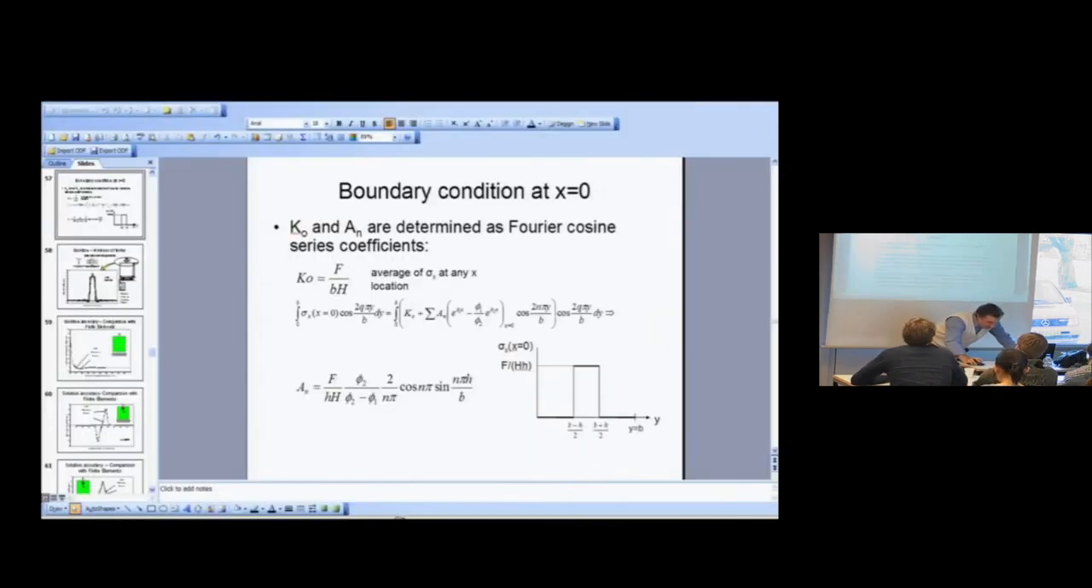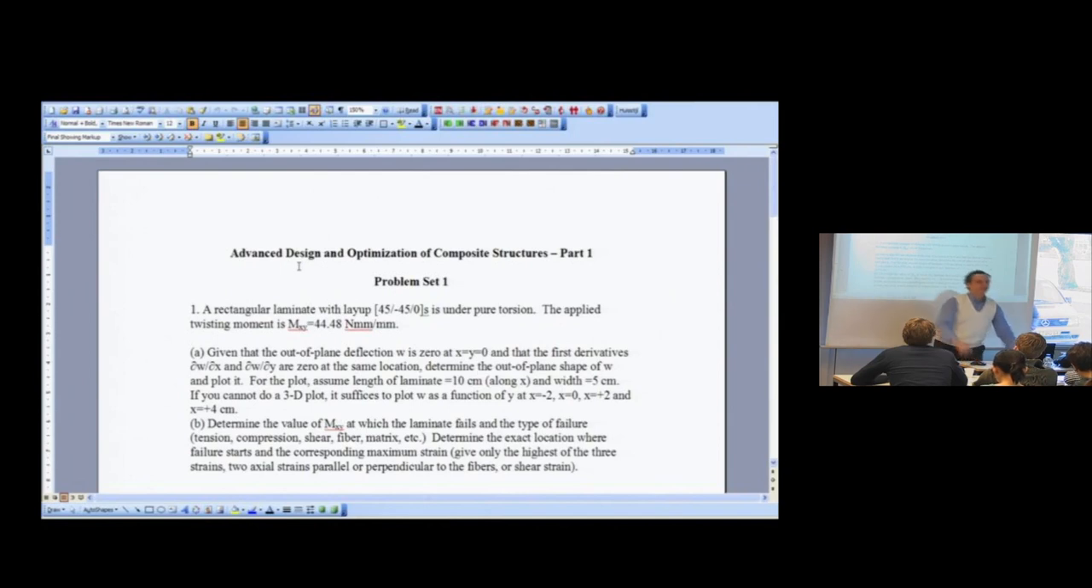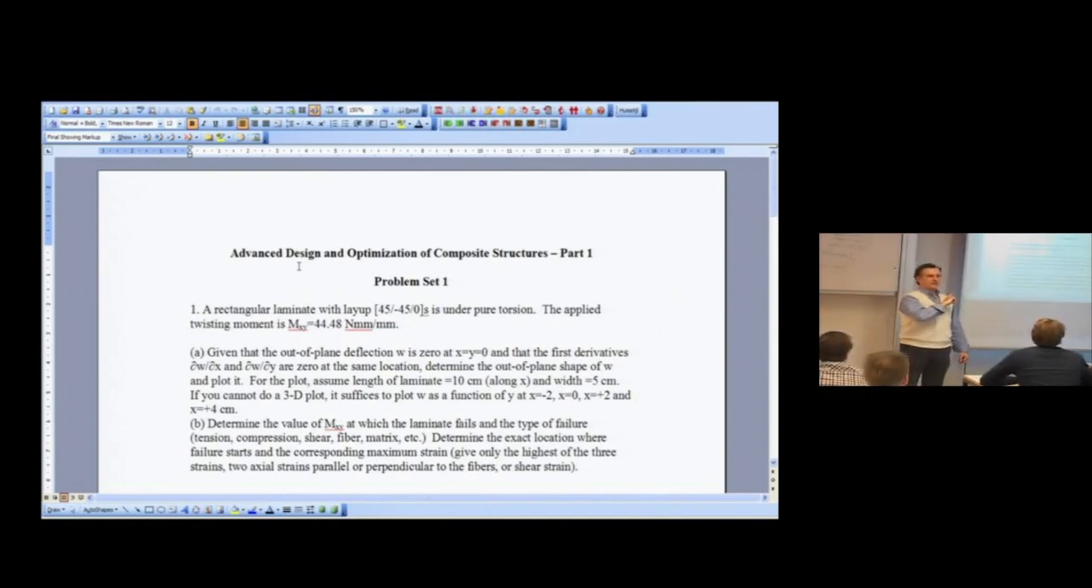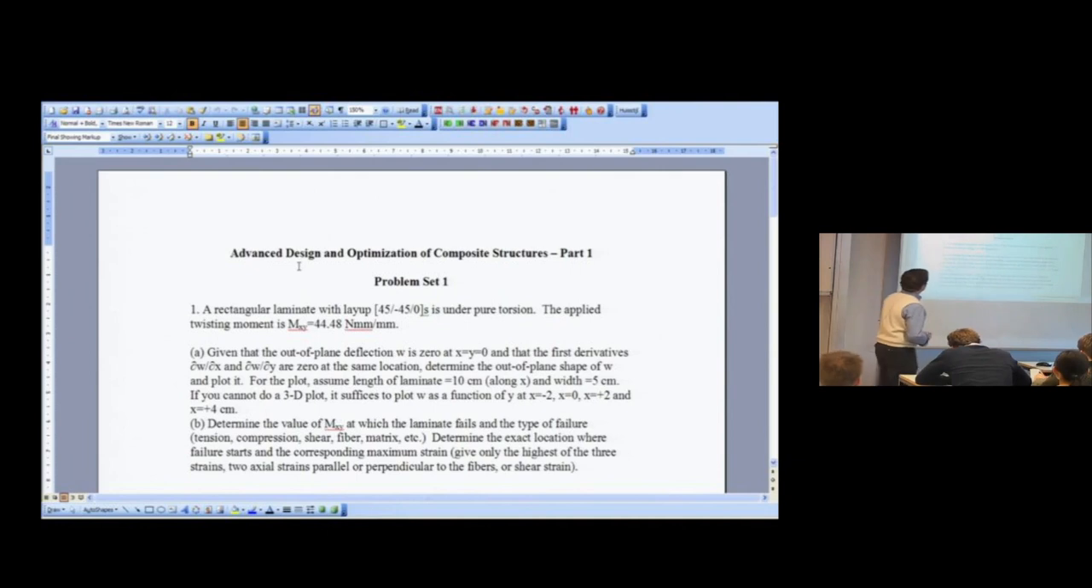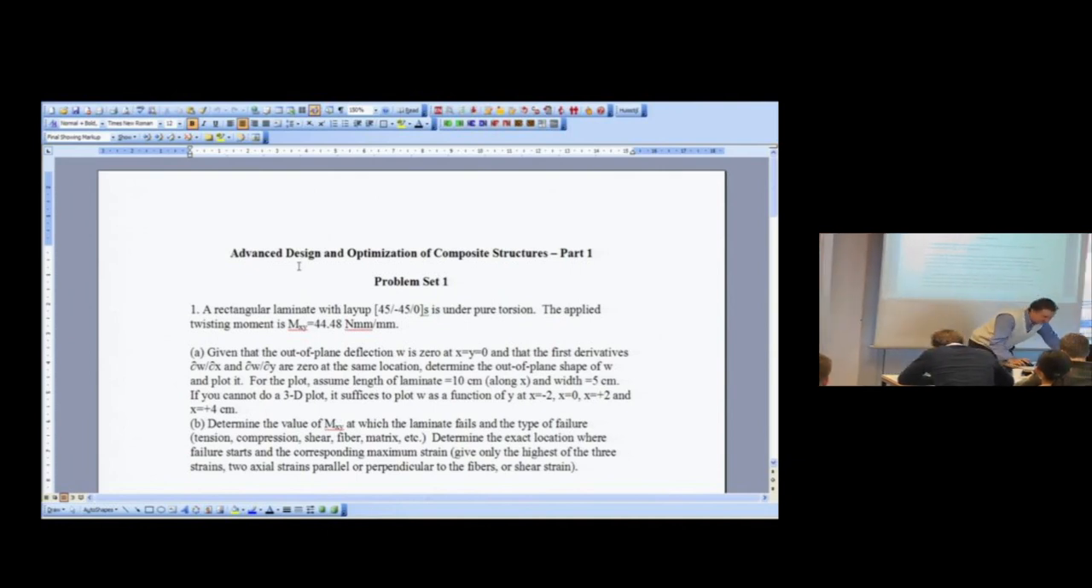Homework 1. Guys at the back can see this, or should I make it larger? Okay, I'll make it larger. It wasn't as enthusiastic, but it's okay that you guys said so.